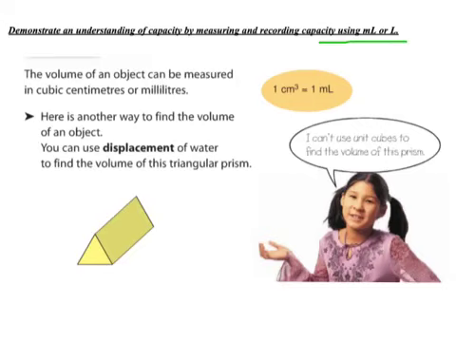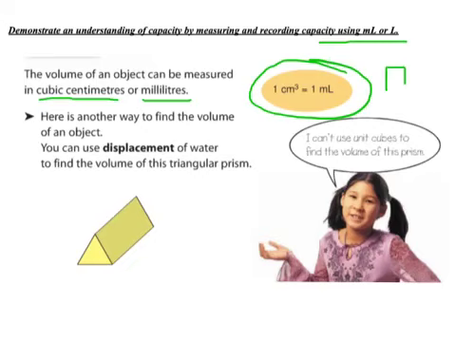So the volume of an object is usually measured in cubic centimeters, but can also be measured in milliliters because 1 cubic centimeter is equal to 1 milliliter, and this is why water displacement works. So remember that little centimeter cube we've talked about, the place value cubes? If you were to empty one of those and fill it with water, it would be worth 1 milliliter. So that's why this works really well.